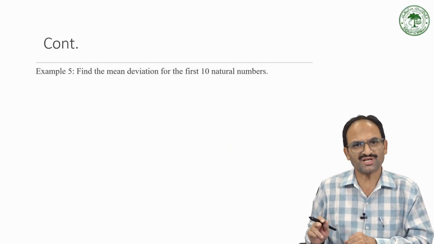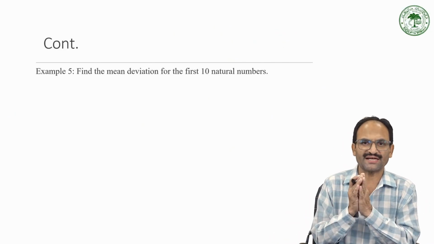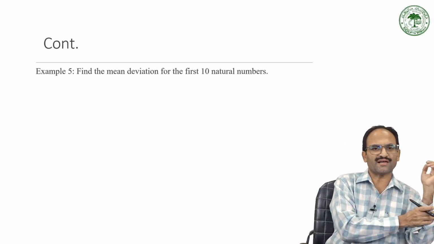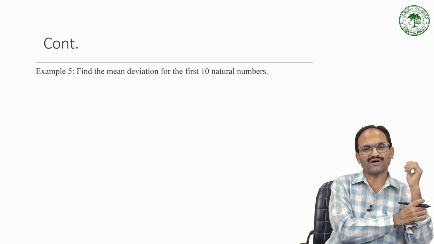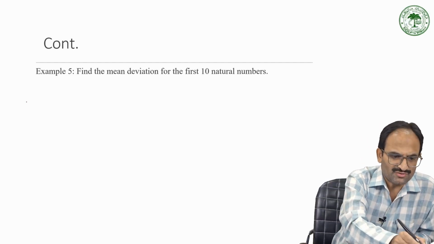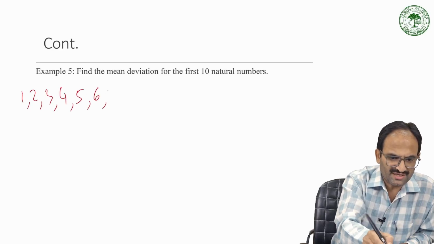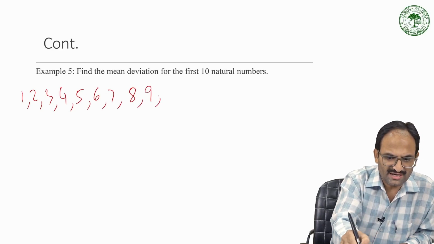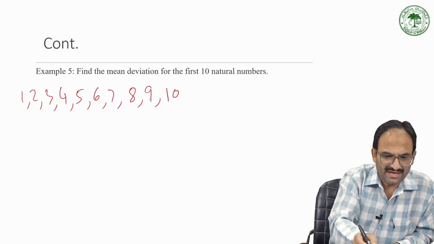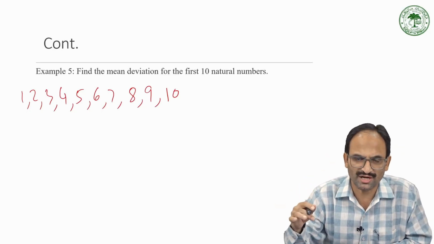Now let's proceed and let's come to the last example. Again, it's a very interesting example, and in the question it is instructed to find the mean deviation for the first 10 natural numbers. So what are the first 10 natural numbers? 1, 2, 3, 4, 5, 6, 7, 8, 9 and 10. So you have to find out the mean deviation of these 10 natural numbers.